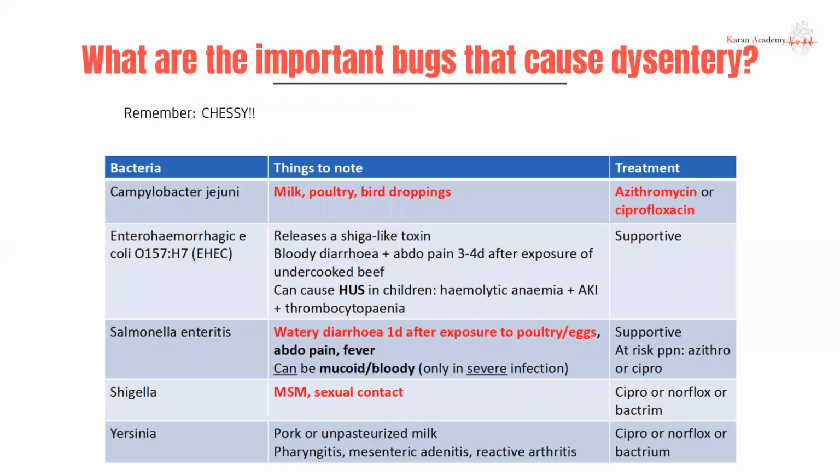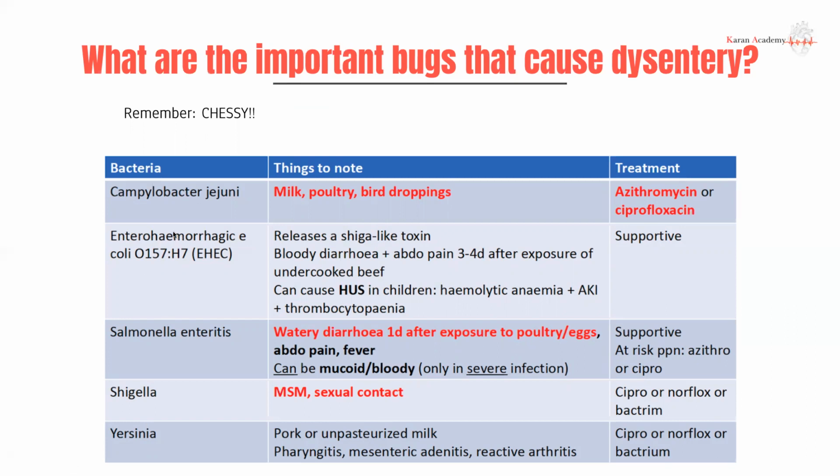Now, I talked about dysentery earlier. These are the 5 causes that you need to know about of dysentery. So dysentery is, as I said earlier, diarrhea with blood in it. CHESI is the acronym that I've used. So CHESI stands for Campylobacter jejuni, hemorrhagic E. coli.